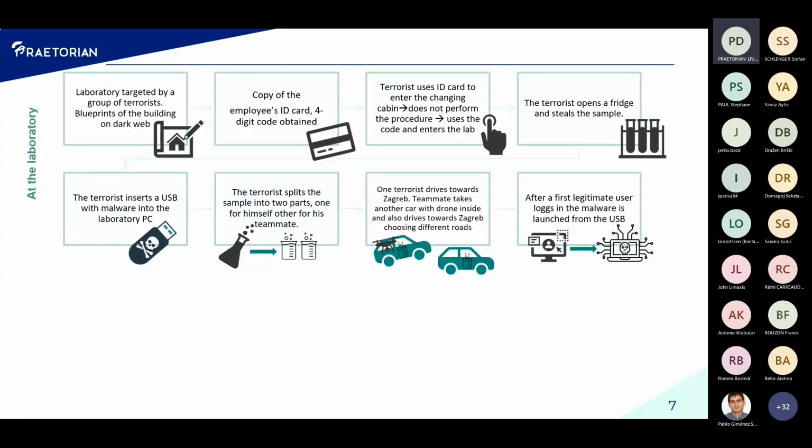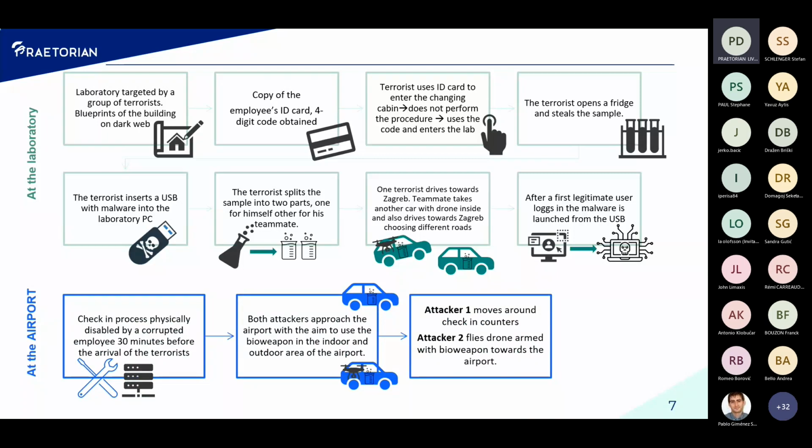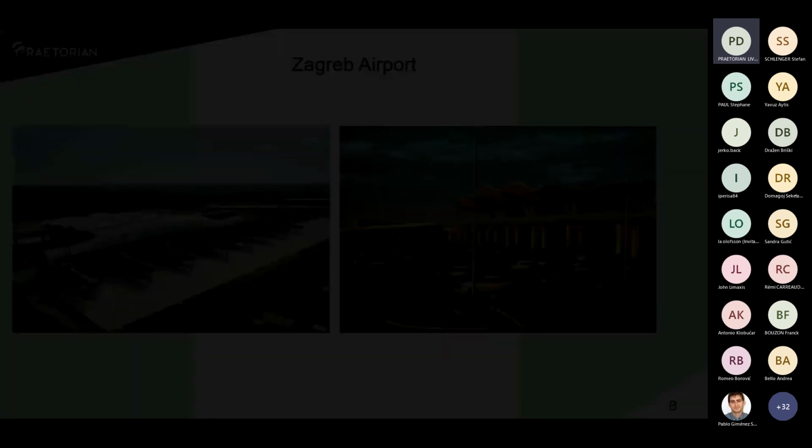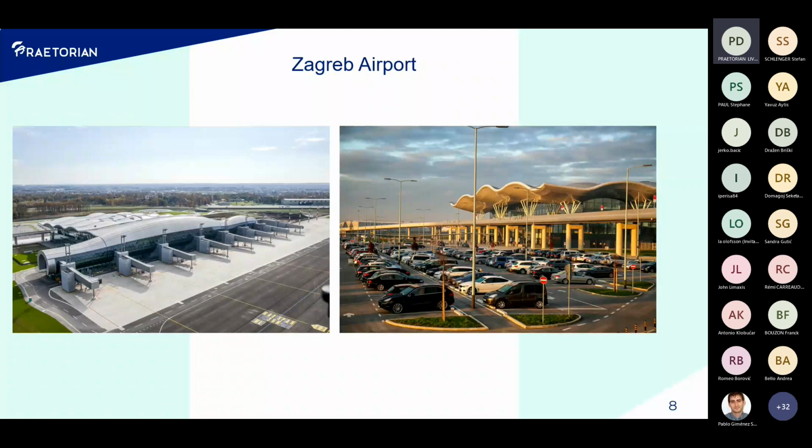So let's say they were successful in all these steps. And now we move to Zagreb Airport. As I said previously, they are also in collaboration with somebody here to physically disrupt the check-in system. So the check-in systems are not working. Some of them are empty, there are no people there because they're not working. Other places at the airport, there's a lot of people because they're waiting for the check-in to work again. And our attackers approach the airport.